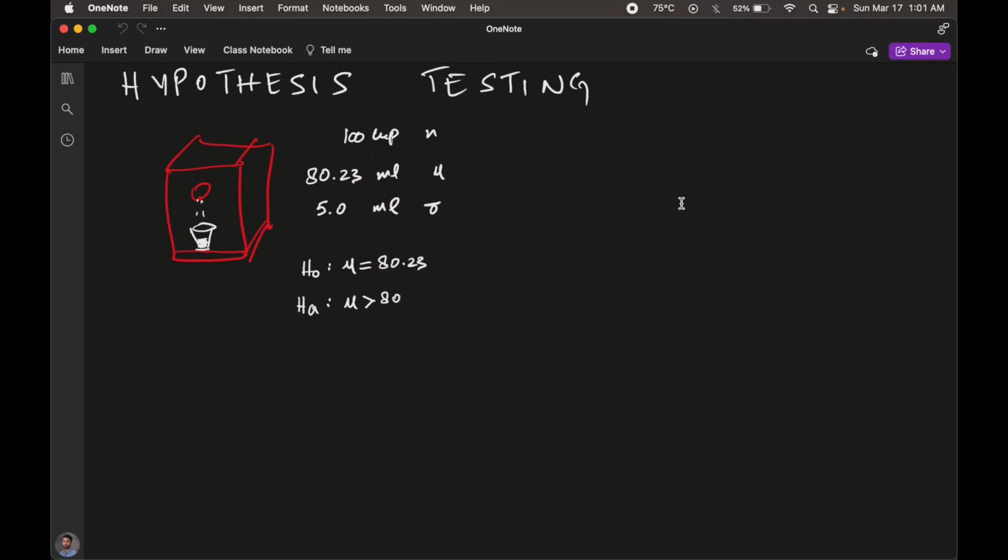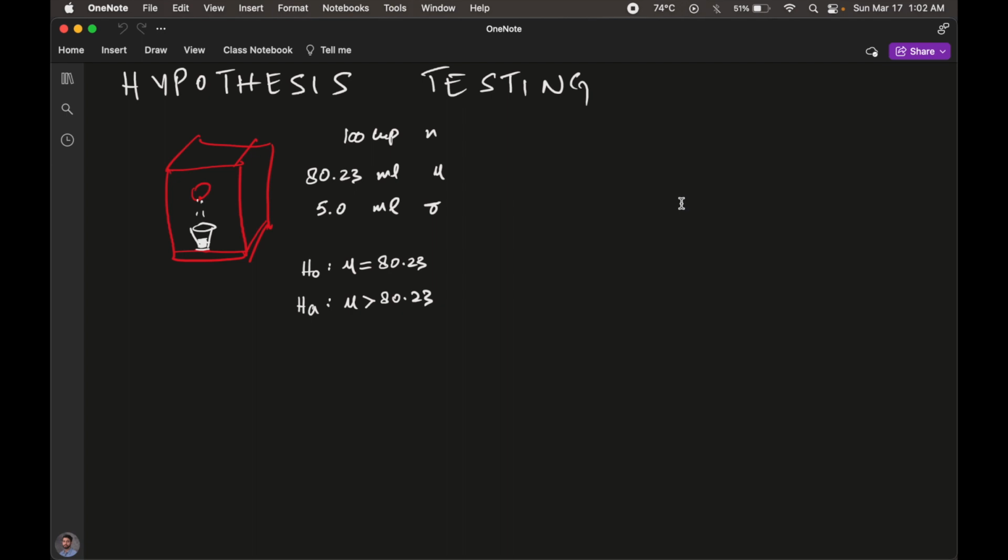Now notice it could have been less than as well. It could have been not equals to also. So it depends on what I am interested in investigating. For this example, I'm interested in investigating if I'm taking in more caffeine than I need to from the calibrated value of 80.23. So I've gone ahead with the alternative hypothesis of greater than 80.23. So this is what I've set out to do.